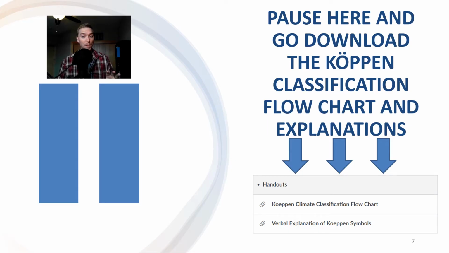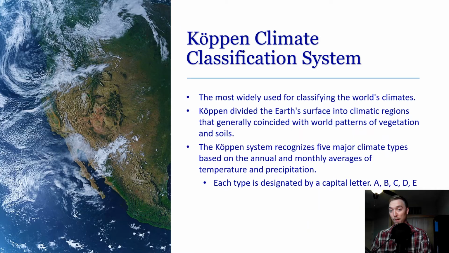So we're going to pause here, and if you haven't already, I'd like you to go to Canvas and go under the handouts link, which should be on the very top of the Canvas page, and you will download the two handouts you see there, the Köppen climate classification flowchart and the verbal explanation of the Köppen symbols. So we're pausing, and we're going. I'm hoping that you paused and downloaded that if you hadn't already.